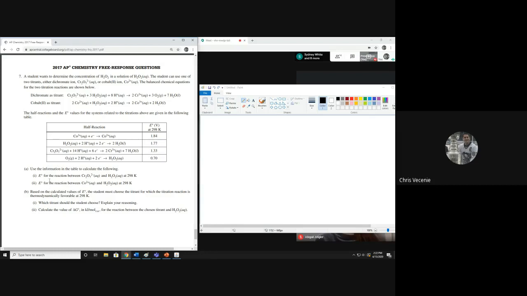So it says, use the information to calculate the following. It wants to know what is the E° for the reaction between the Cr2O7 2- and the H2O2. So this is all about just picking the right equations. So start simple. Angel, which equation are we looking at if we're working with the Cr2O7? The third one down. Let's look up here to start. The first one. So they're referring to this equation.